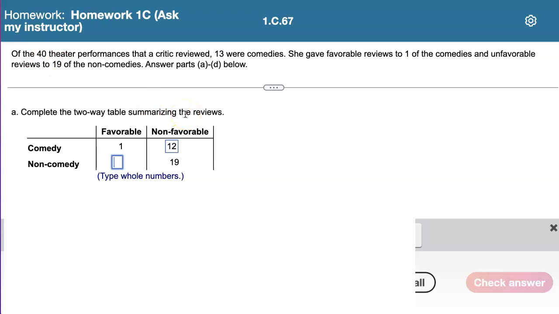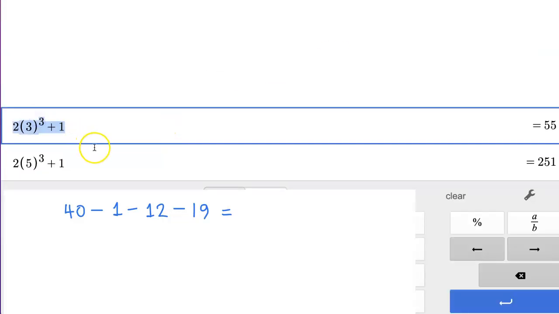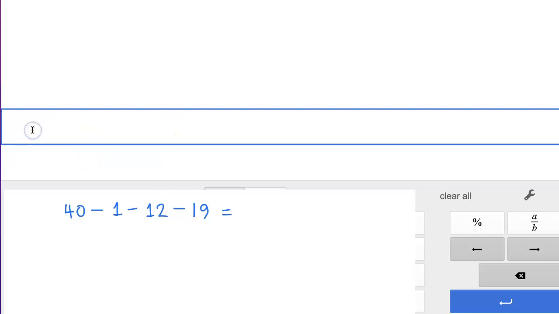So here's what I'm going to do. I'm going to do 40 minus, because that's how many total we have, 1 minus 12 minus 19. So if you subtract these all, you should be able to find how many movies were non-comedy and got favorable reviews. So I got my calculator open right here. Let me get rid of some of these things. And I'm typing 40 minus 1 minus 12 minus 19.